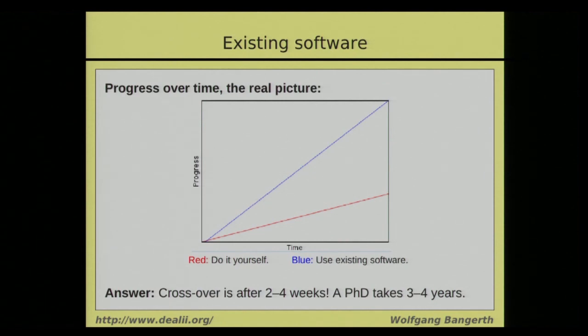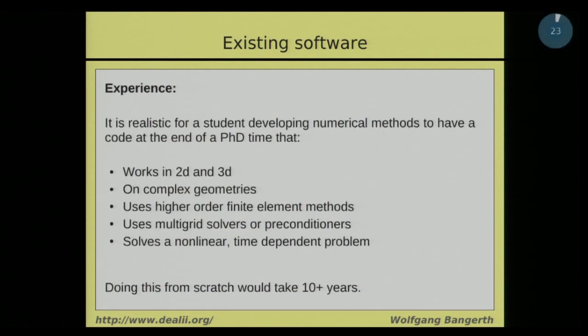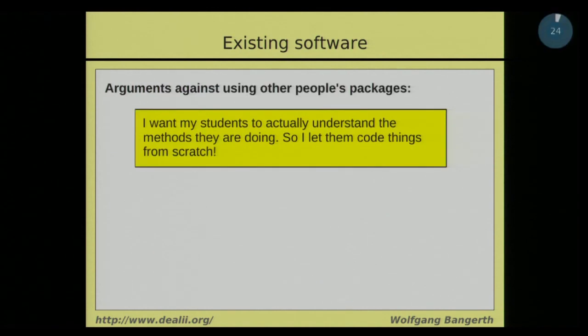Now, if you think about that a PhD takes 3 to 4 years, then you can immediately see how much faster you would be, or how much more you could achieve if you used what other people have done. So our experience is that if you used these existing libraries, it's quite realistic, for example, to have a PhD thesis that is based on a program that works in 2D and 3D, uses complex geometries, uses higher order elements, uses multi-grid solvers and preconditioners, and so on and so forth. If you did this from scratch, it would certainly take you 10 or more years to do this.